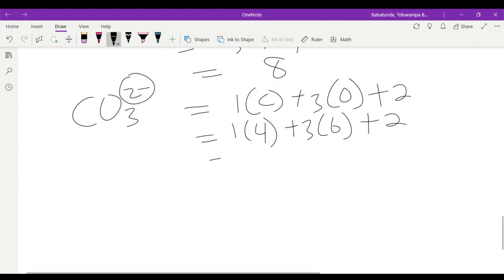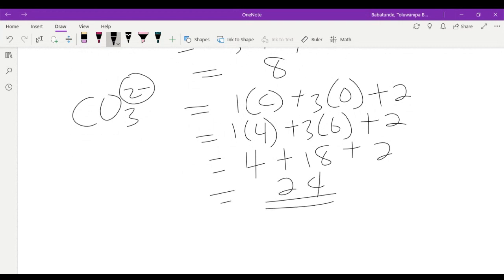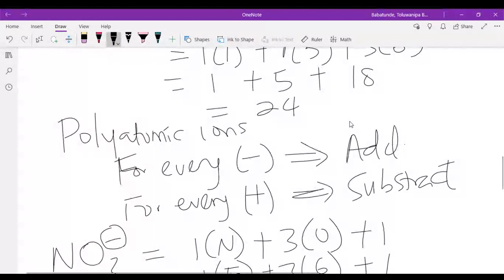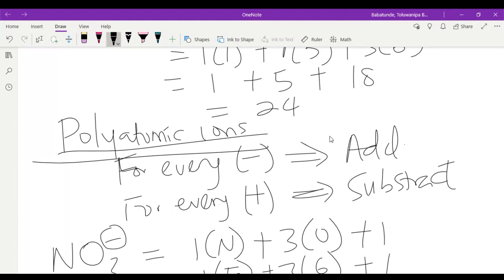So this is going to be 4 plus 18 plus 2, and that should give us 24 again. All right, so that is how we find the total valence electrons for any of the molecules or polyatomic ions that we have. For polyatomic ions, which can be a cation or an anion, for every negative charge you add, and for every positive charge you subtract.